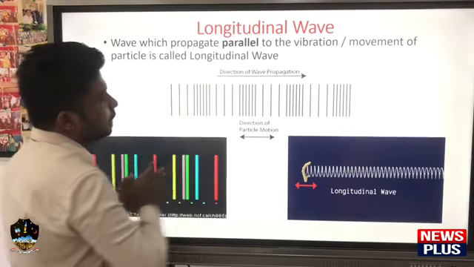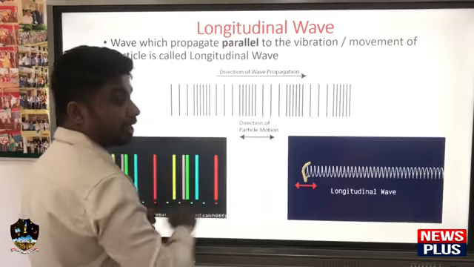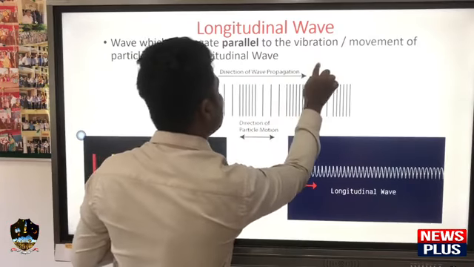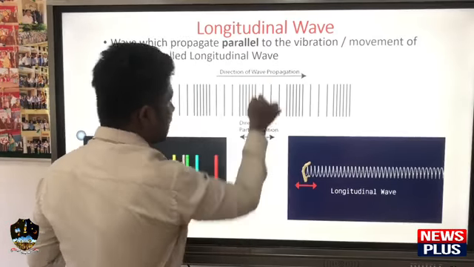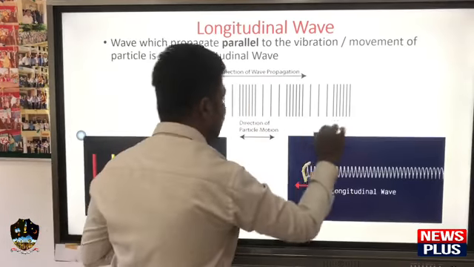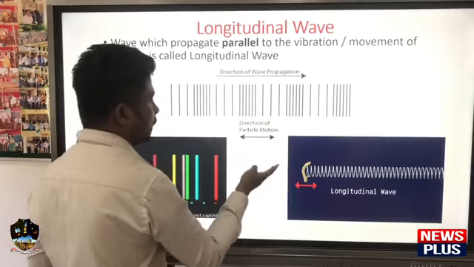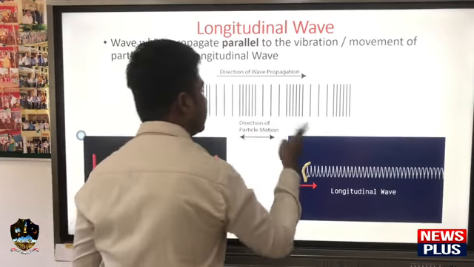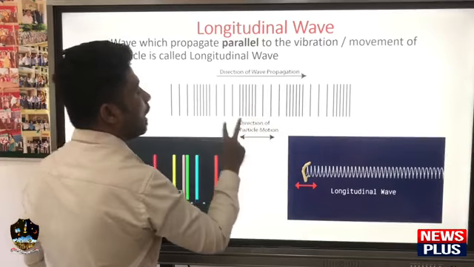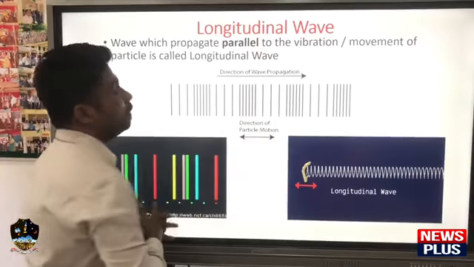See this diagram, the wave direction is this side and this is the direction of particle motion. See these particles moving like this, and this wave moving this way and the particle moving this way. See, this is parallel to the wave motion. It could be either this way or the opposite way. In this wave, particles are vibrating parallel to the wave movement, and that is called a longitudinal wave.